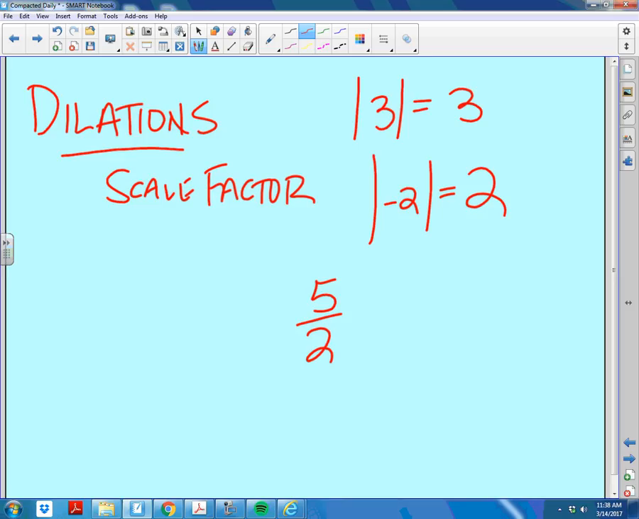If I use a scale factor of -1, what is my shape going to do? Just reverse. It's going to stay the same. It will be isometric, right? It will be congruent.